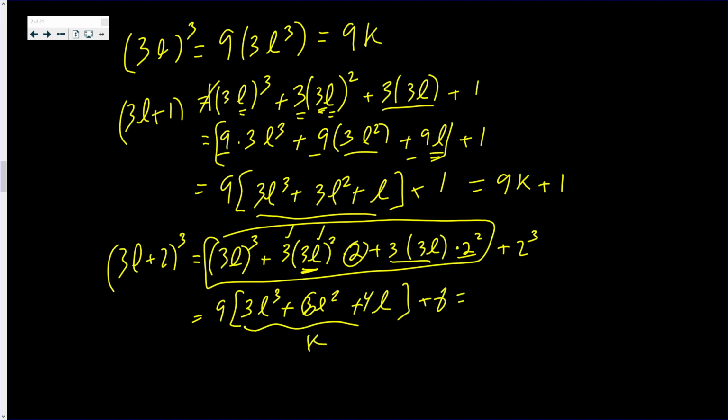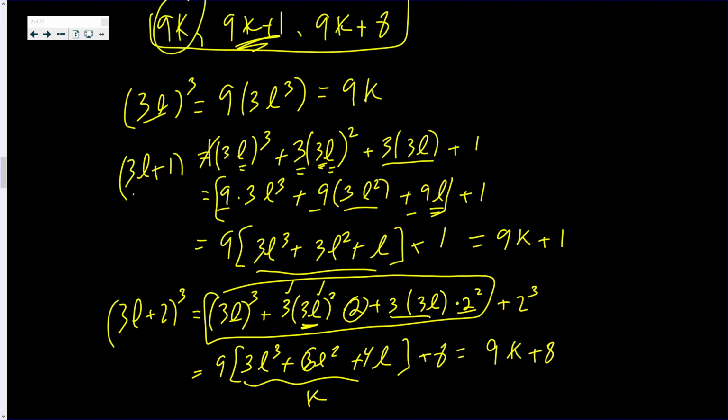This is K. This is of the form 9K plus 8. So I didn't have to use multiples of 9 plus remainders. I use 3L, 3L plus 1, and 3L plus 2. It's a lot easier than to use these 9.